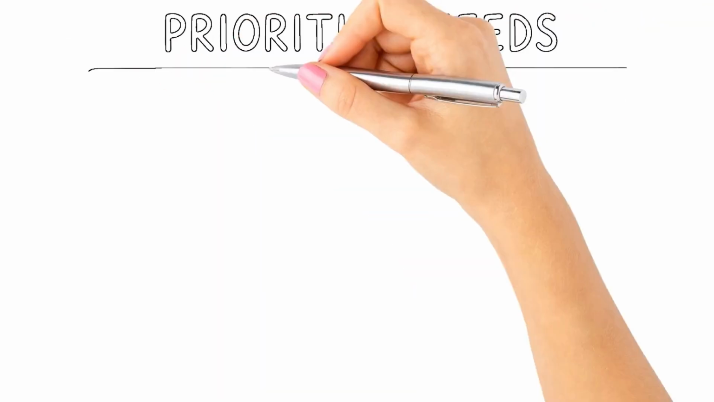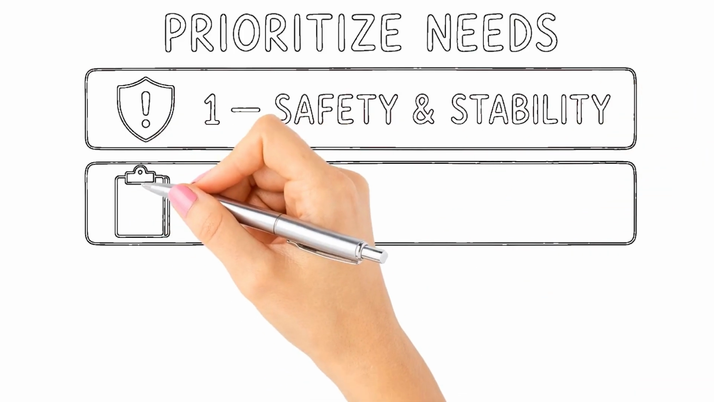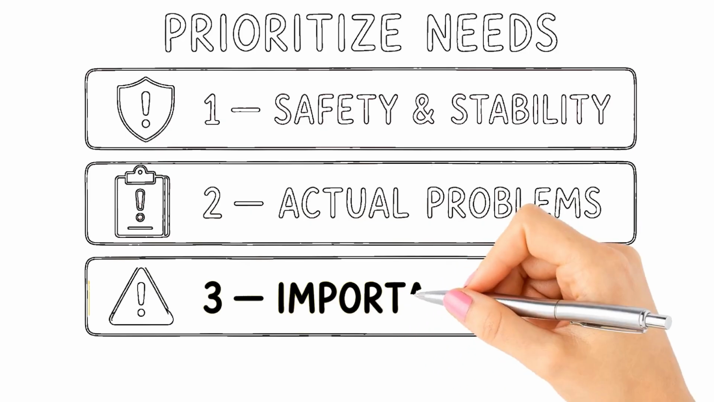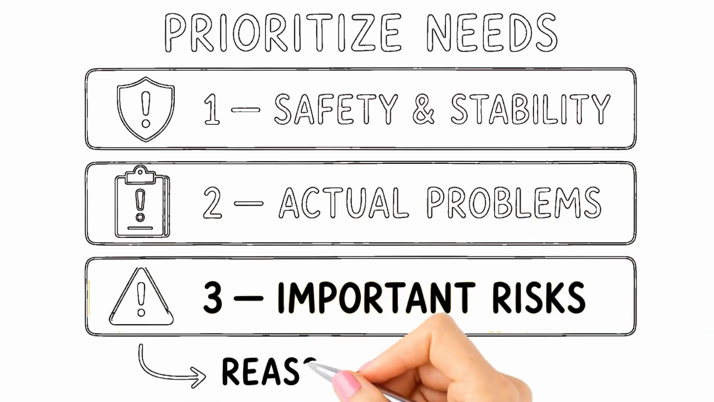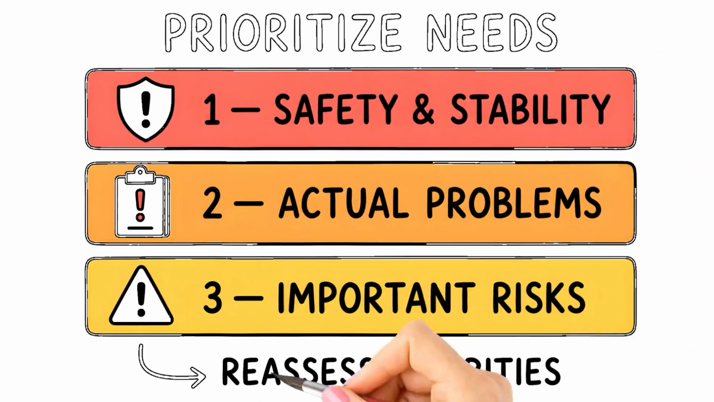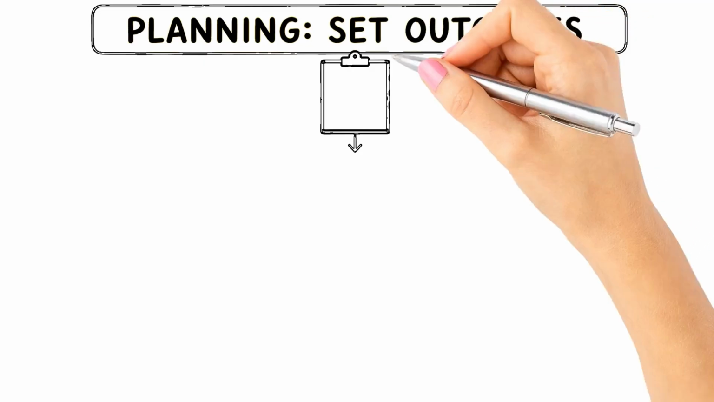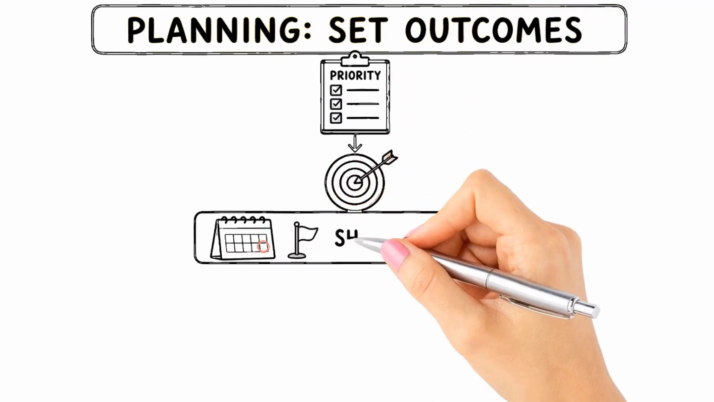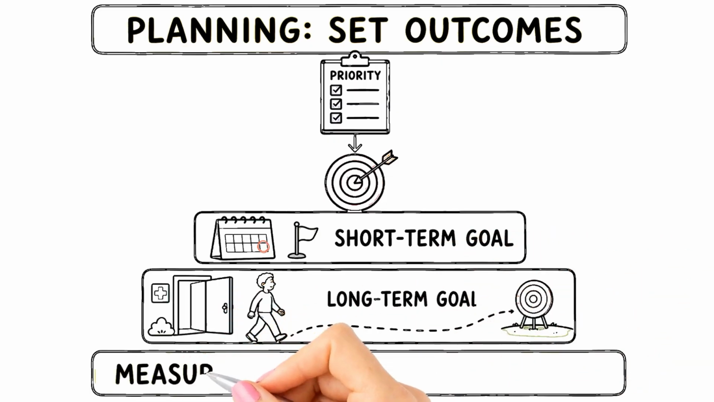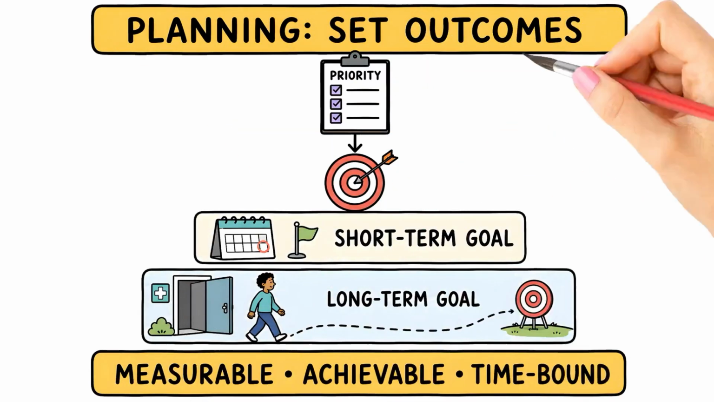Next, the nurse prioritizes the identified needs. Immediate threats to safety and stability come first, followed by urgent actual problems and important risks. Priorities must be reviewed again whenever the patient's condition changes. Planning turns priorities into measurable, achievable outcomes. The nurse defines what improvement should look like and by when, using short-term goals for immediate progress and longer-term goals for recovery, independence, or discharge.